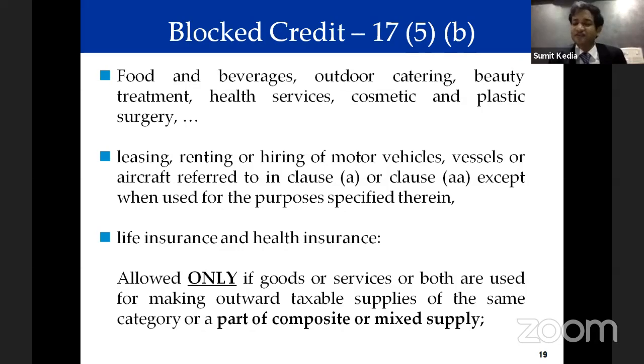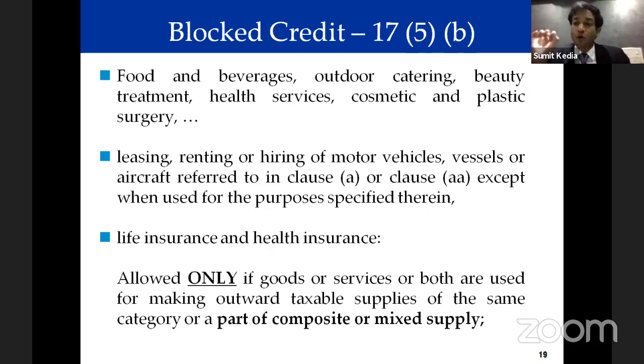Next, life insurance, health insurance, ITC is not allowed. Let's say, for example, for my company, I take health insurance for my employees. I take life insurance for all my employees. As a perquisite, as a benefit to all my employees, I take insurance. ITC is not allowed on the premium paid by me to the insurance company.